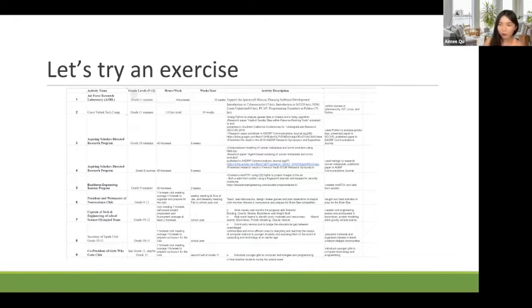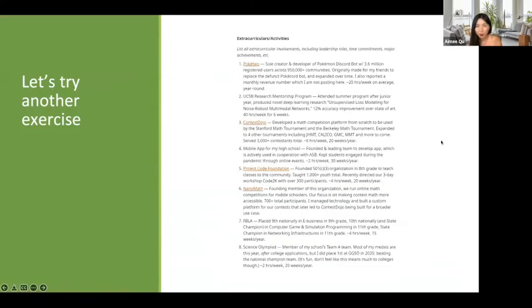What major do you think they would declare that's appropriate? So this person created Poke2, a Pokemon Discord bot with 3.6 million registered users across 950,000 communities. So it's some sort of almost AI bot. They were part of the UCSB Research Mentorship Program, in which they studied unsupervised loss modeling for noise-robust multimodal networks.